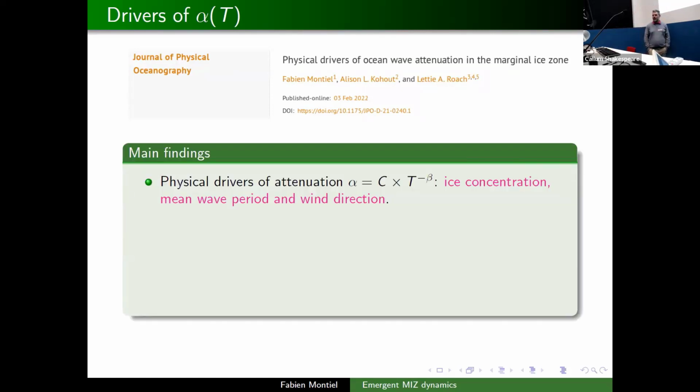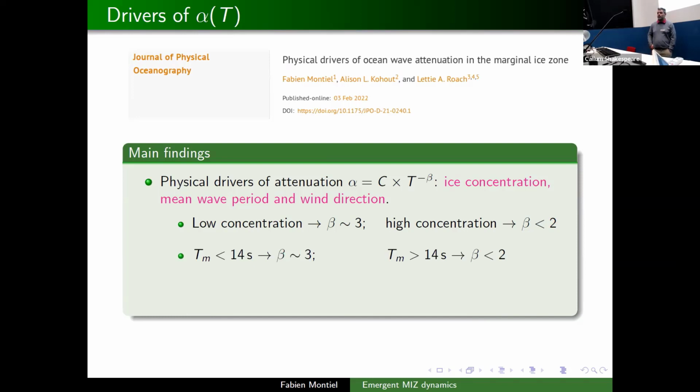So we analyzed the attenuation data and looked at the impact of a bunch of different physical drivers. And we found that ice concentration, mean wave period, and wind direction seem to be very important controlling factors of this power law relationship between alpha, the attenuation coefficient of the waves, and the wave period. More particularly, we found that at low concentration, beta was close to 3, and for high concentration, it was about 2 or even less than 2. And also, when the mean wave period was less than 14 seconds, beta was also about 3, and for greater than 14 seconds, it was also less than 2. So there is a kind of parallel here between the concentration and the mean wave periods, which I'm going to get back to in a second.